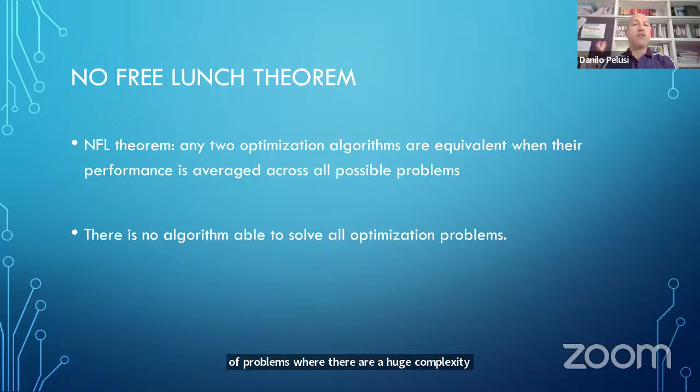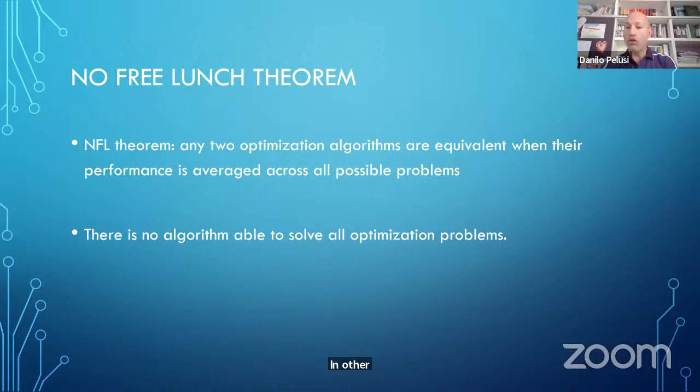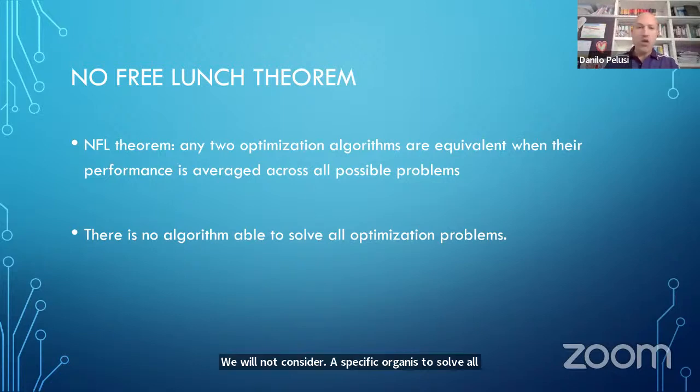There exists a theorem named the no free lunch theorem, which states that any two optimization algorithms are equivalent when their performance is averaged across all possible problems. In other terms, there is no algorithm able to solve all optimization problems. We cannot consider a specific algorithm to solve all the optimization problems.